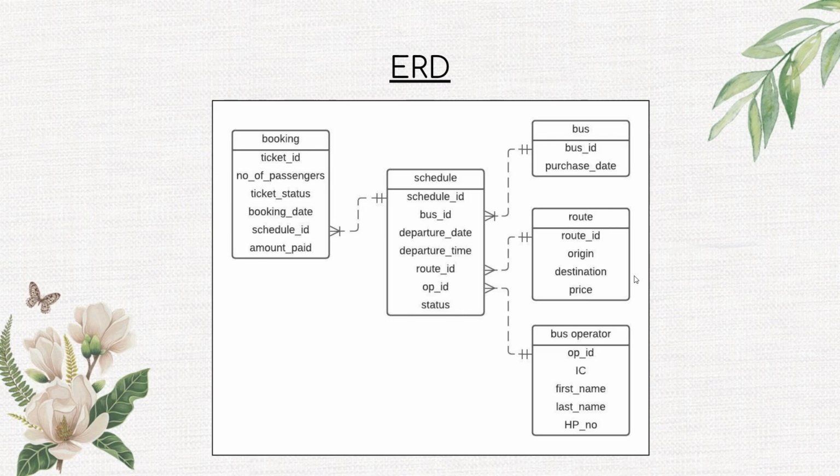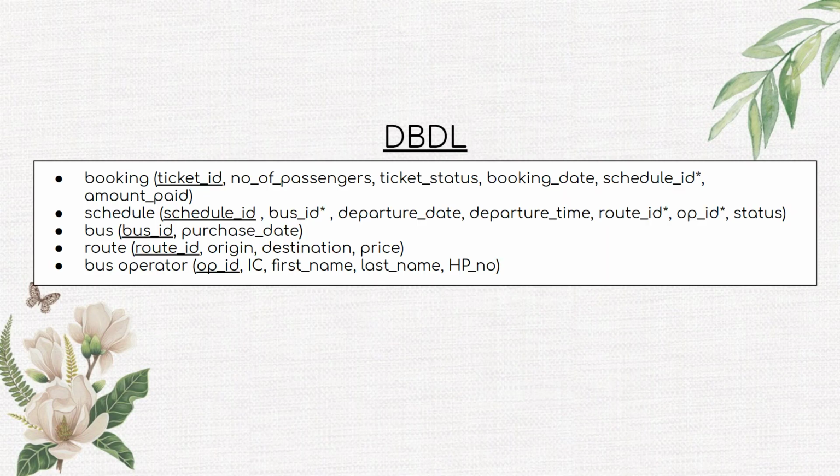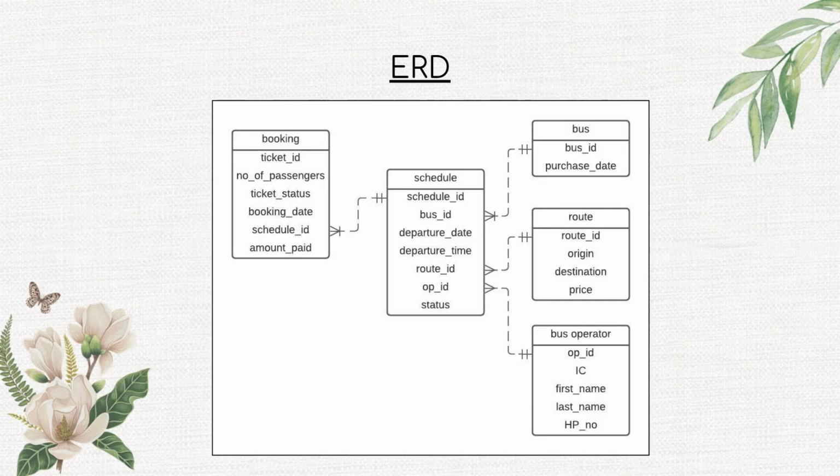Okay, can you go back to the DBDL? I see first name, last name, handphone number, departure date, departure time. So 1, 2, 3 foreign keys for schedule. Show me the ERD one more time. Oh, cannot see the foreign key from here. It depends on the line. The many, 1, 2, 3, yes, many. Okay, over there, many. So in booking, you should have schedule ID as a foreign key.